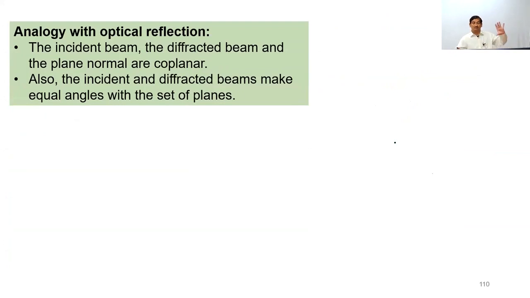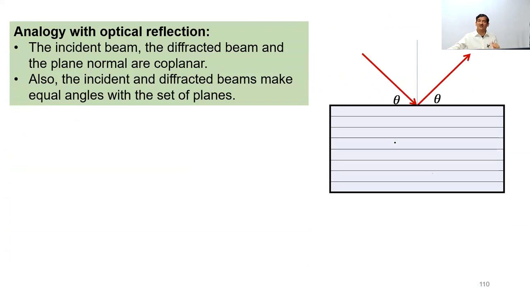I'll just try to tell you the analogy with optical reflection. We know in optical reflection, we have an incoming beam of light, then there is a reflected beam of light, and normal to the surface, they are all coplanar. Also, the incident and reflected beams make equal angles with the external surface. Likewise, there is an analogy in X-ray diffraction: the incident X-ray, the diffracted X-ray beam, and the plane normal are coplanar. Also, these incident and diffracted beams make equal angles with the set of planes.